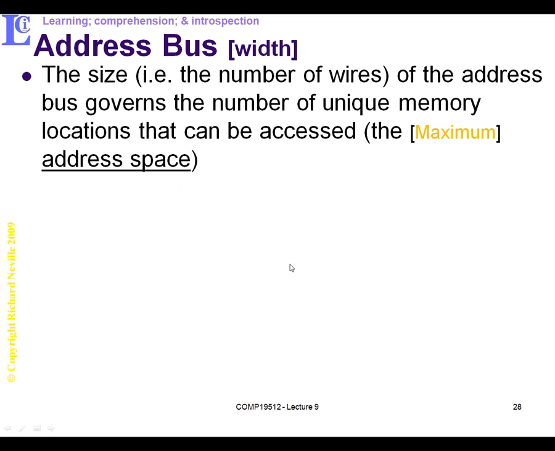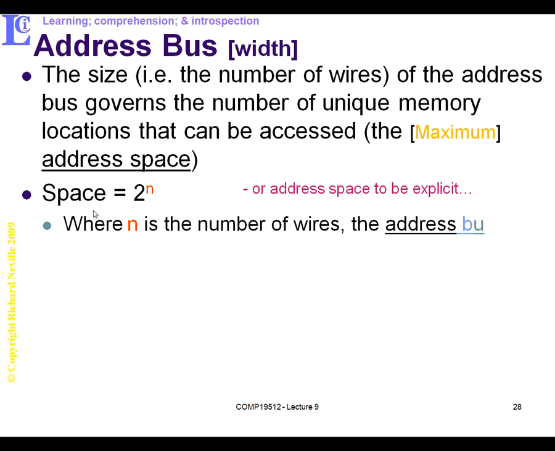Let's move on then. So now we see that the address bus width, as we've talked about before, is defined by a number of wires. And what this governs is a particular number of unique memory locations. And what we can do by knowing the number of wires, or the width, is work out the maximum, or actually the naming convention we must align to is the address space, explicitly the address space size. So let's look at that.